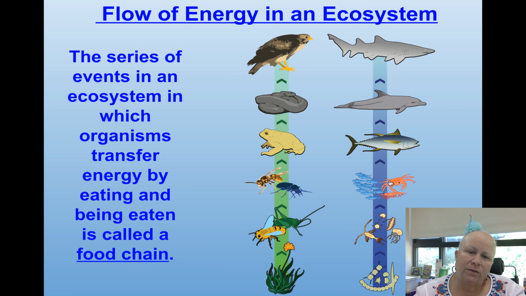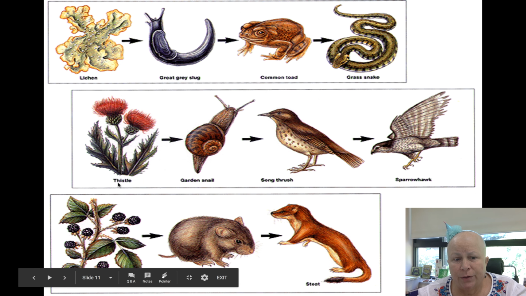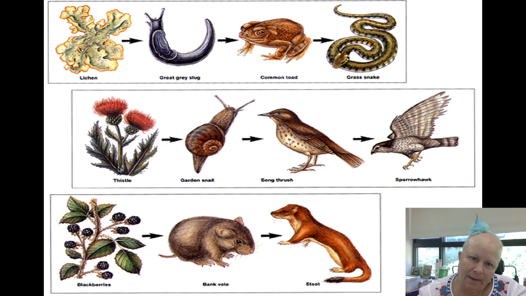So again, there's the chain of events showing the transfer of food energy. Here are some other examples of terrestrial ecosystems, and you can see that at the beginning of each food chain is a producer. And what comes before the producer? The sun. Okay, so we've got lichen, slug here, a toad, grass snake.